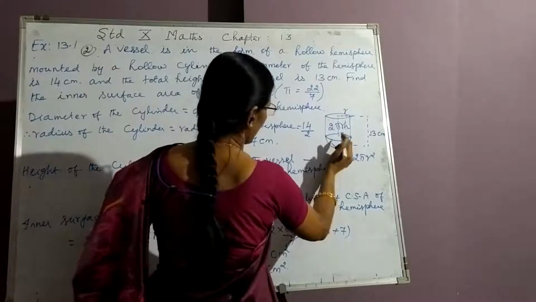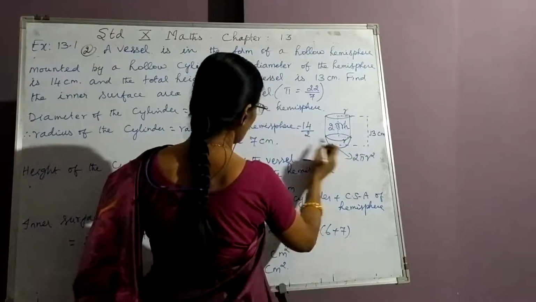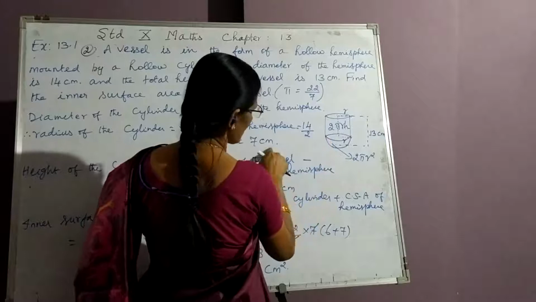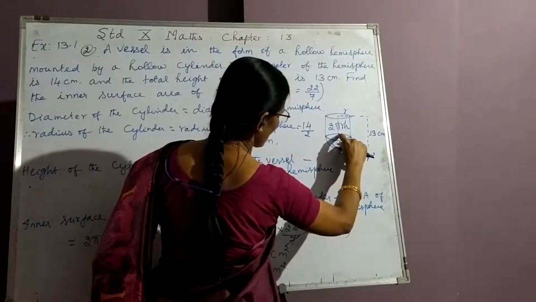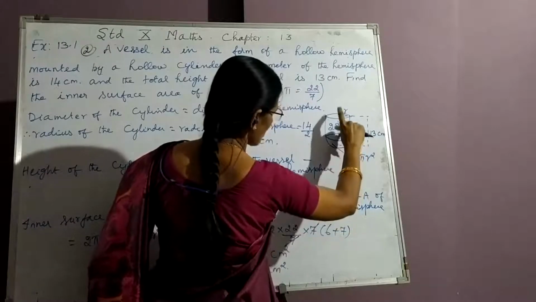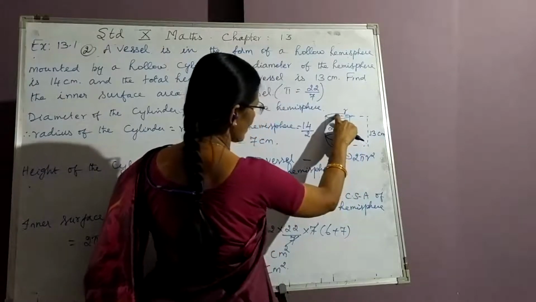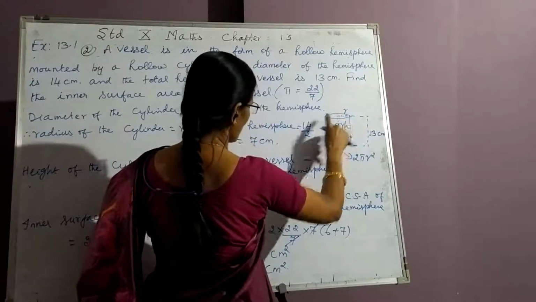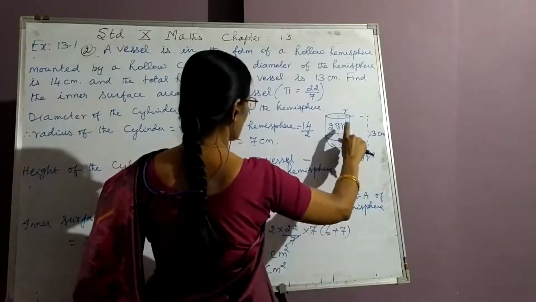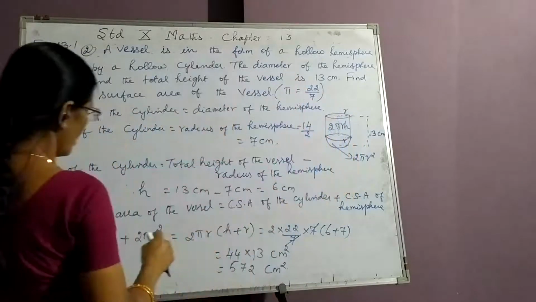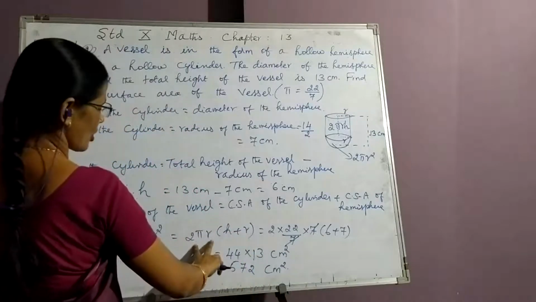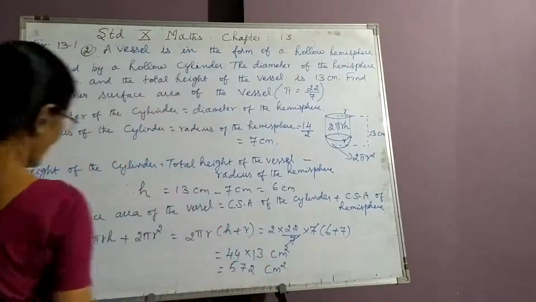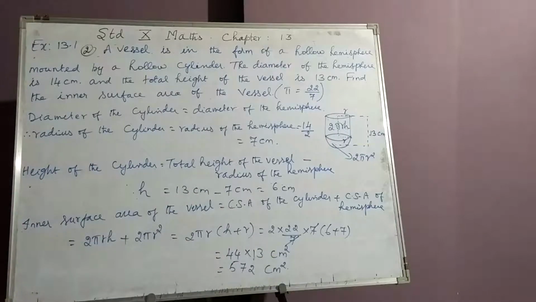Because it got mounted, radius of the cylinder and radius of the hemisphere are equal to diameter divided by 2, which is 7 centimeter. Total height is given 13 centimeter. Here to here is radius of the hemisphere, which is 7 centimeter. So this height is 13 centimeter minus 7 centimeter, which is equal to 6 centimeter. That is the height of the cylinder. Therefore, using 2 pi RH plus 2 pi R square, taking the common term and substituting, we get total surface area of the vessel is 572 centimeter square.